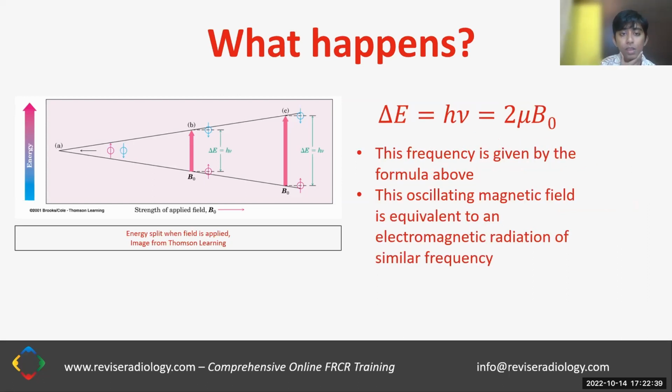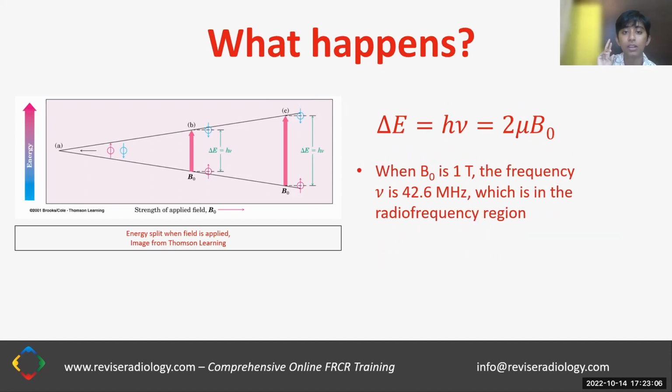And the interesting thing is this frequency of oscillation can be used, an oscillating magnetic field can also be used, you can apply an electromagnetic radiation with the same frequency, and they're both equivalent to each other. So which electromagnetic radiation are we applying here? It's the radio frequency. And you can see here that when the external field that is applied is 1 Tesla, the frequency mu will have the value 42.6 megahertz, which is in the radio frequency region.